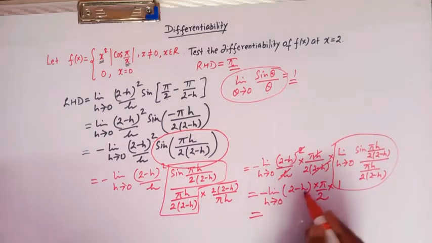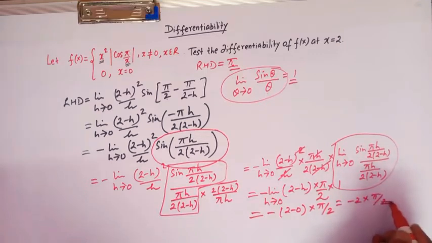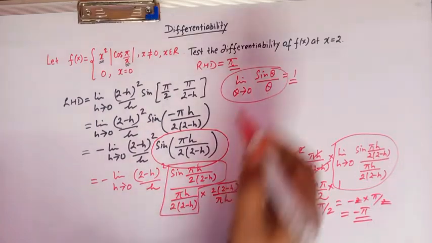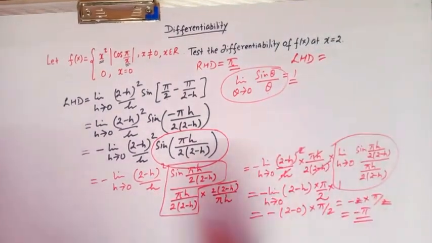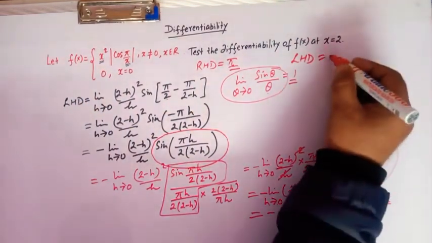And now if we take h equal to 0, here we have 2 minus 0 times pi over 2, and this is minus 2 times pi over 2, and 2 gets cancelled, and we are left with minus pi, right? So viewers, here we see that the left hand derivative of this function at x equal to 2 is minus pi, right?